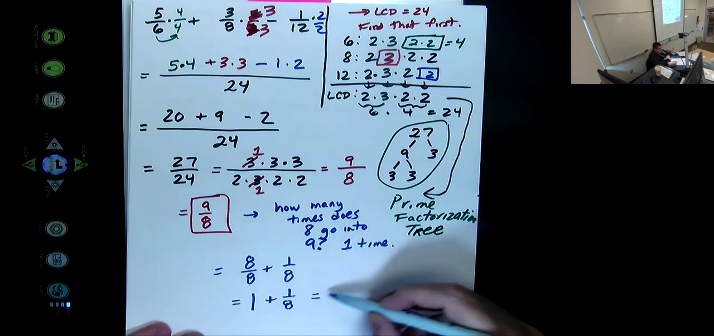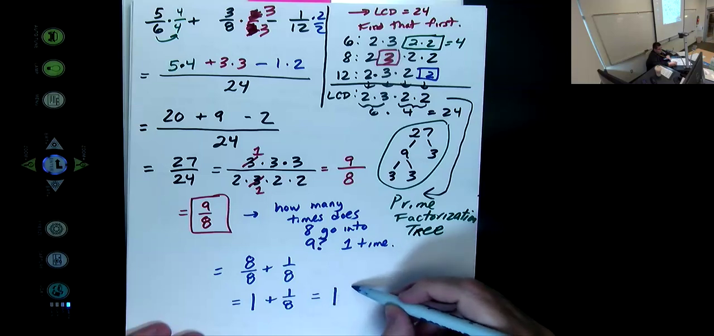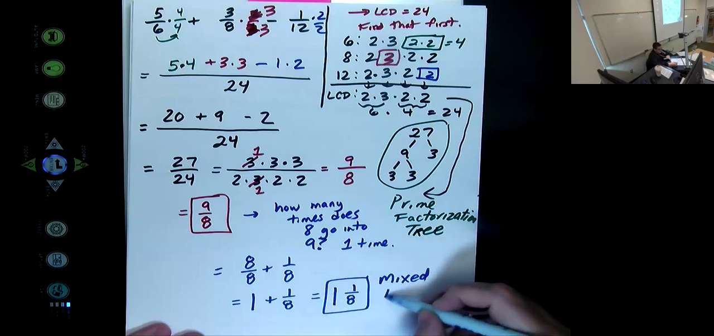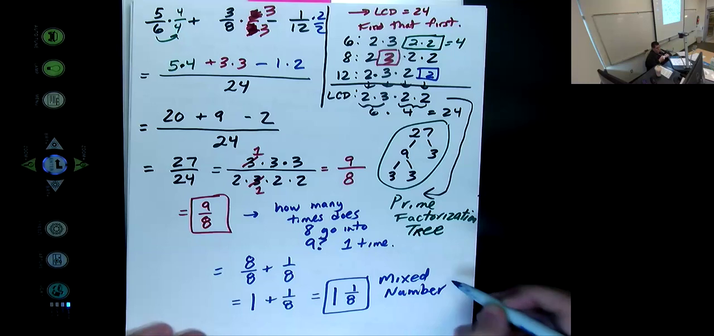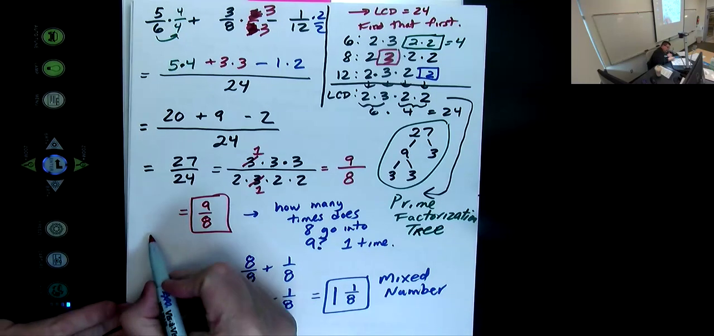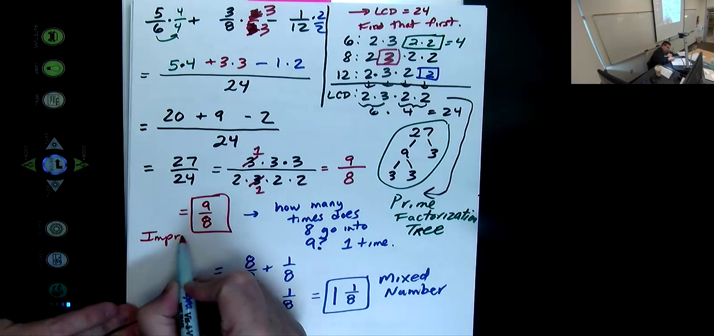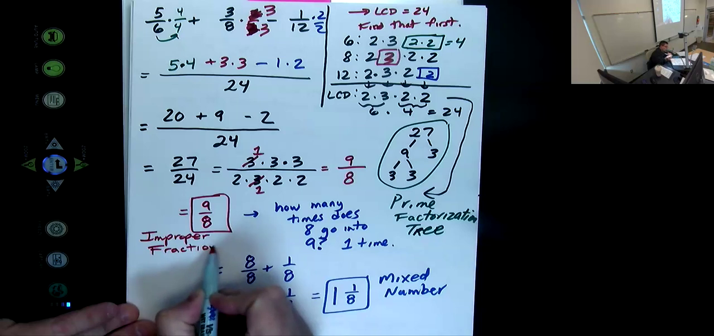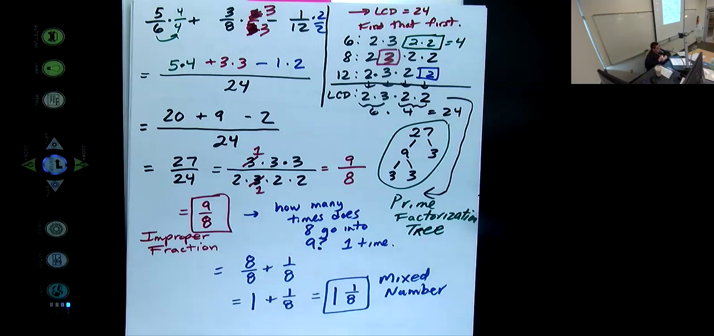And generally, we don't put the plus sign between them. This is called the mixed number. And the name for this is improper fraction, where a proper fraction just has a smaller number on top rather than the bigger number on top.